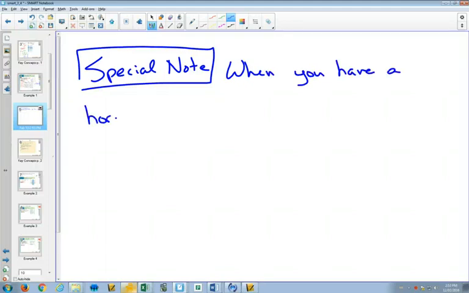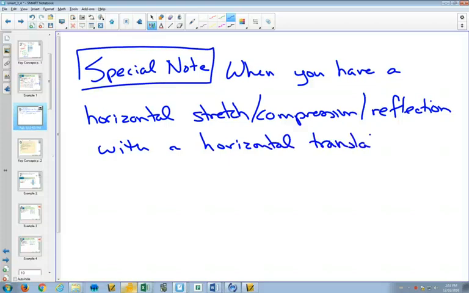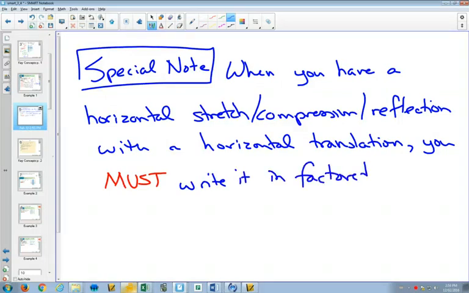So whenever you have a horizontal stretch / compression, or even just a simple reflection with a horizontal translation, you must write it in factored form.